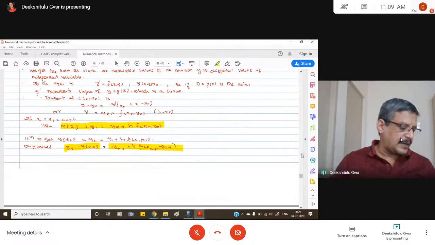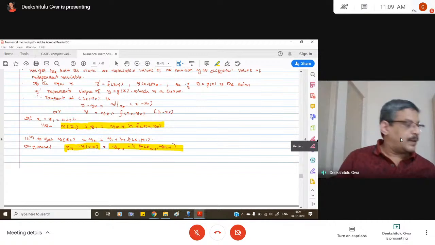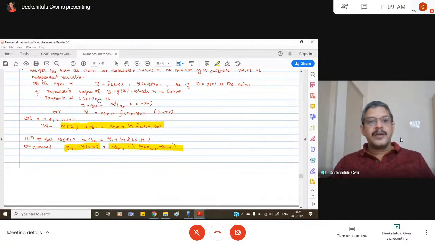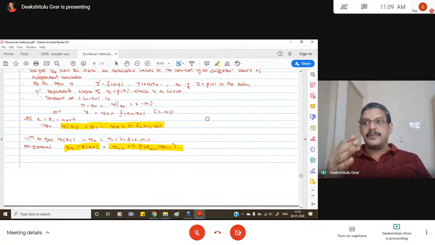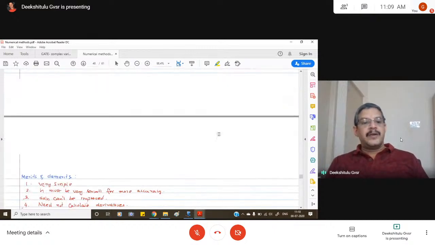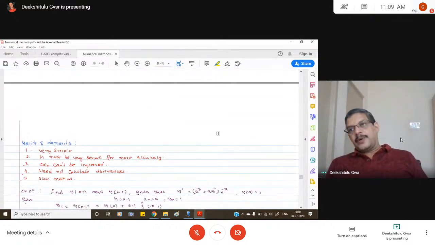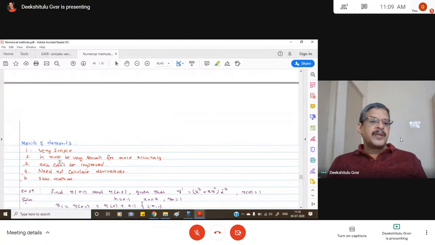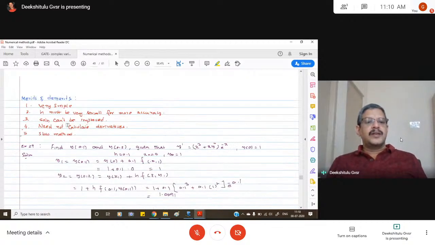If you want to find the values in the interval 0 to 10, and if asked to calculate all the solution over the interval 0 to 10, then h is very small. If you take 0.1, then how many values of h to take? 0, 0.1, 0.2, 0.3, 0.4, 0.5, up to 100 values you have to take. h must be very small for more accuracy. So solution cannot be improved. That is one more disadvantage.